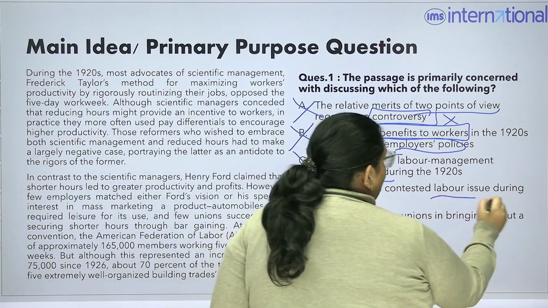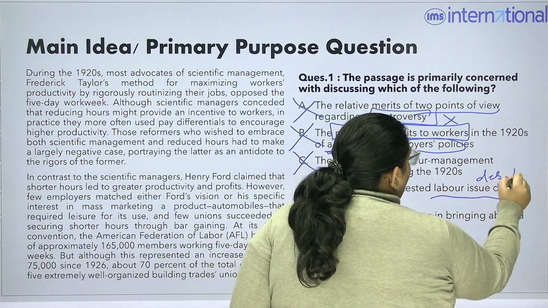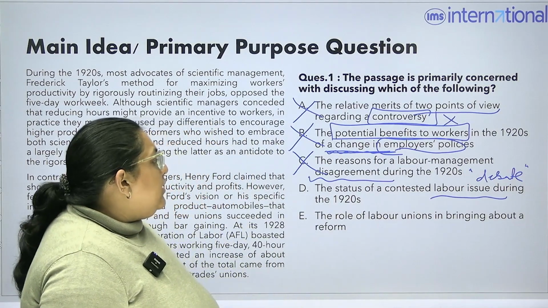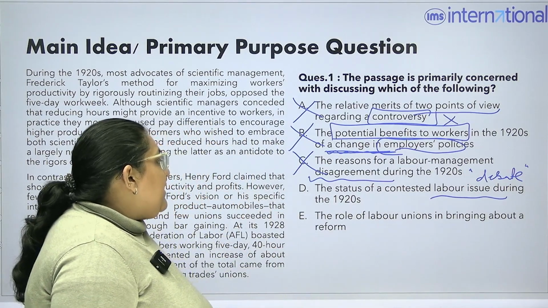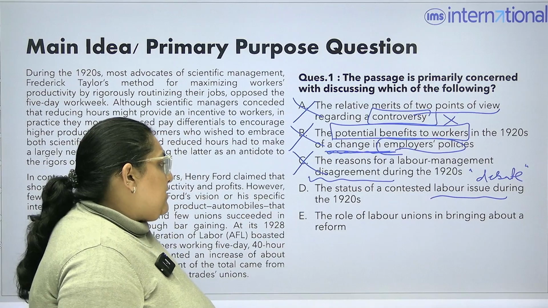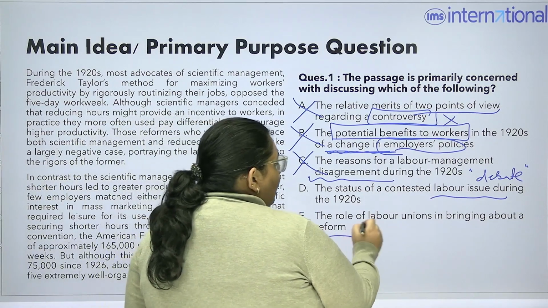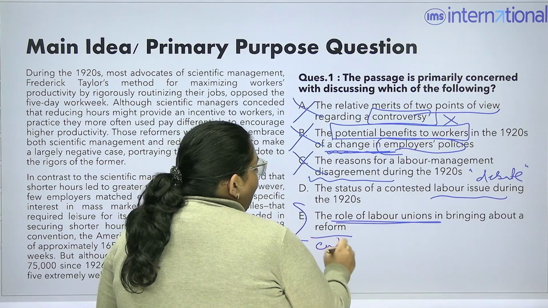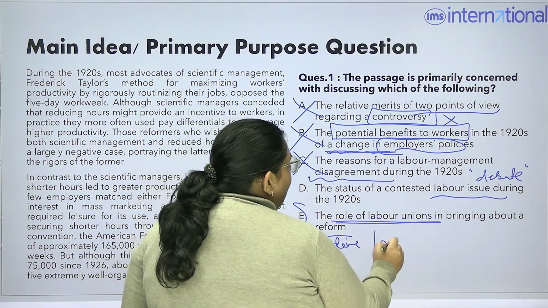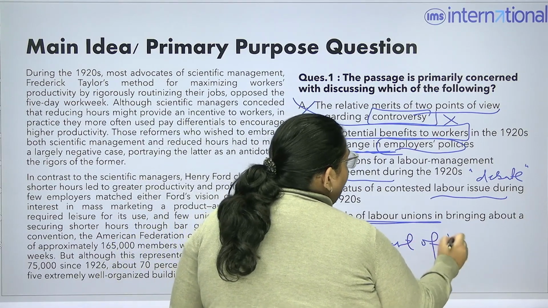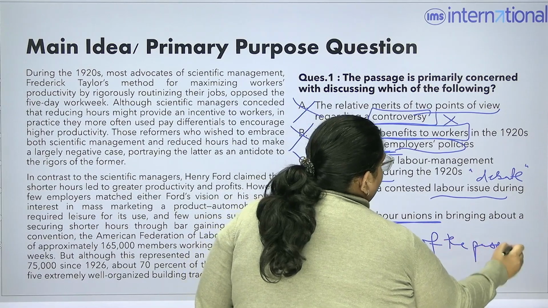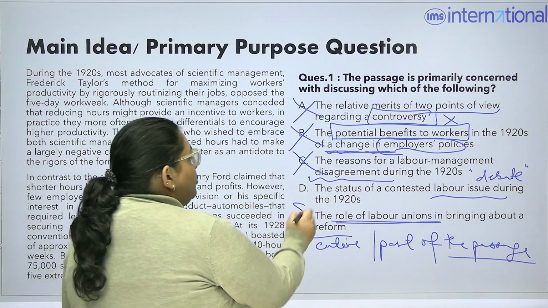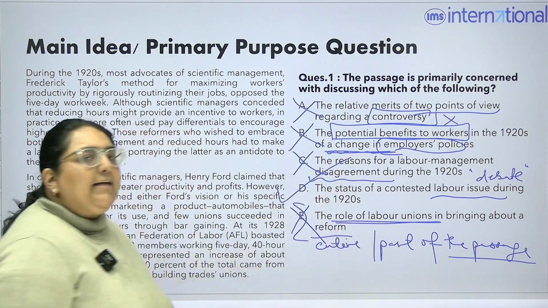The status of a contested labor issue. Okay, labor issue. So we were actually talking about a debate that was going on. So we can hold on to D, and E is the role of labor unions in bringing about a reform. Definitely the labor unions played an important role, but this is not the entire passage. This is only a very small part of the passage. So this cannot be our primary purpose. So the correct choice here will be D.